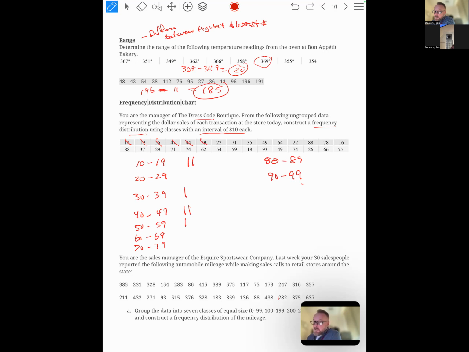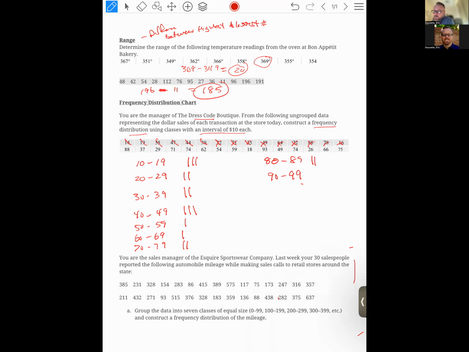39, cross it out. 22, one here. 71 here. 35 would go here. 49 would go here. 64 would go here. 22 would go here. 88 would go here. 78 would go here. 16 would go here. 88 would go here. 37 would go here. 29 would go here. 71 would go here. 74 also there. 62 here. 54 here. 59 here. 18 here. 93 here.